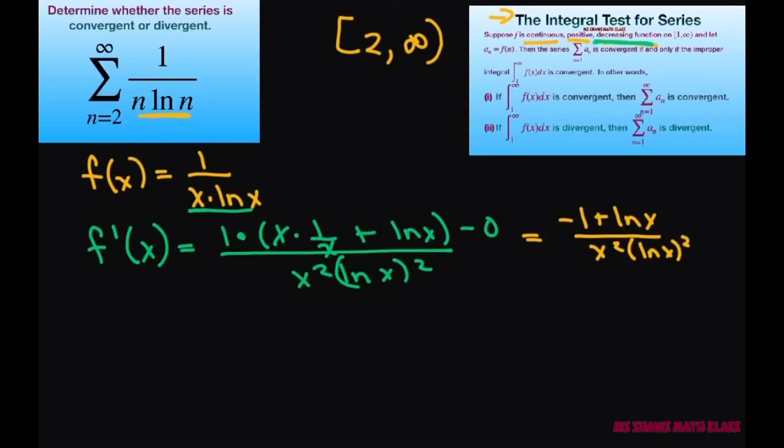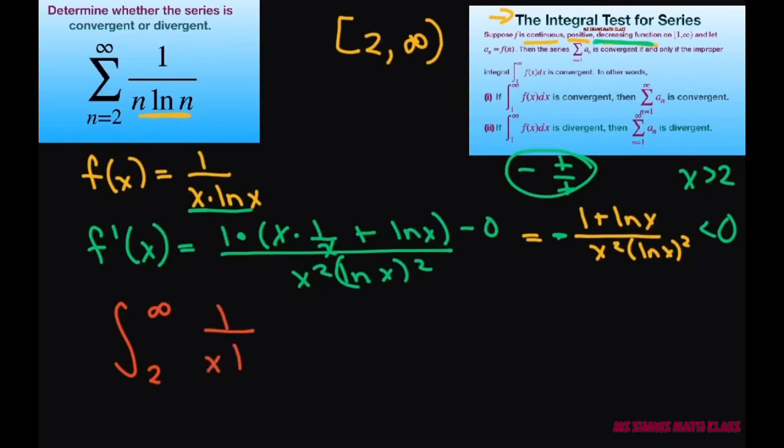Now this is negative for x greater than 2, because we have a negative sign and a positive divided by a positive, which makes it negative. So we can use the integral test. To do that, we're going to integrate from 2 to infinity 1 divided by x ln of x dx.